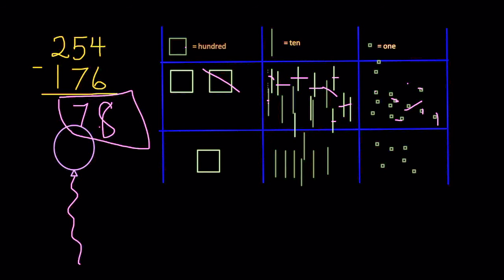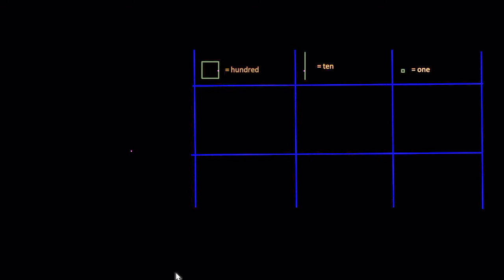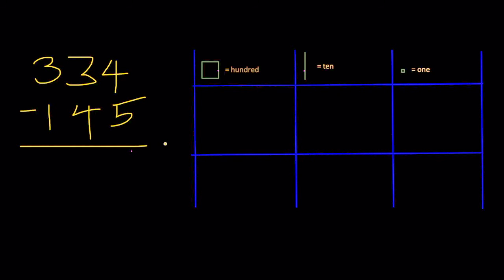Now we're going to try another one. Alright, let's do one more together. There's 334 airplanes scheduled for landing at an airport. So far, only 145 of them have landed. How many more airplanes need to land at the airport?